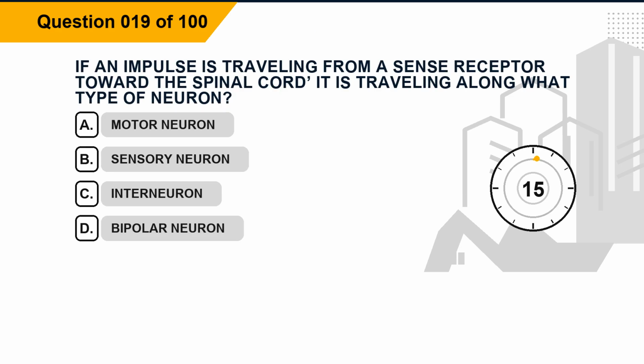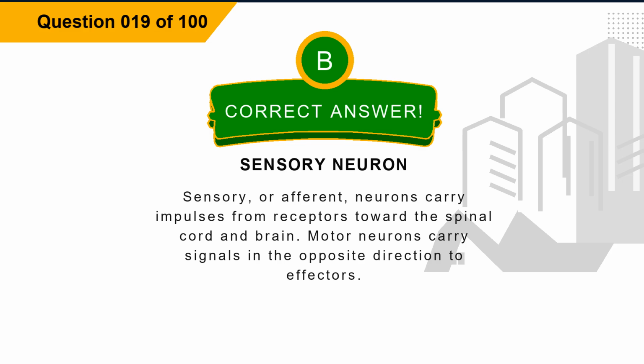Question 19. If an impulse is traveling from a sense receptor toward the spinal cord, it is traveling along what type of neuron? Option A, motor neuron. Option B, sensory neuron. Option C, interneuron. Option D, bipolar neuron. The correct answer is option B, sensory neuron.